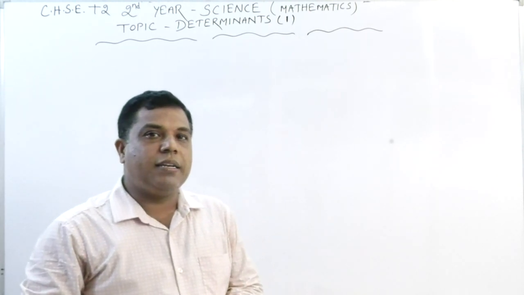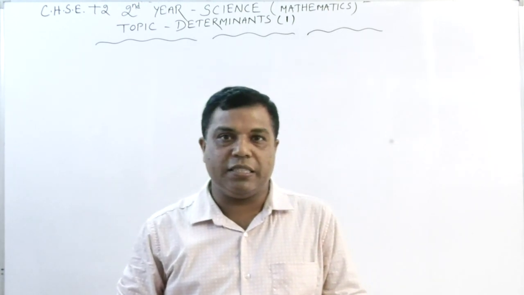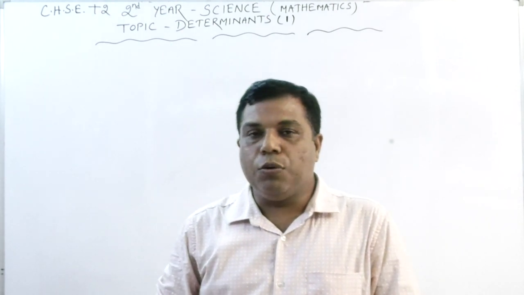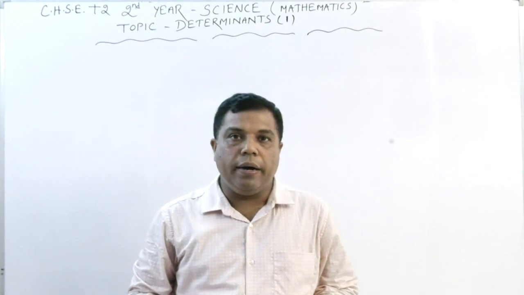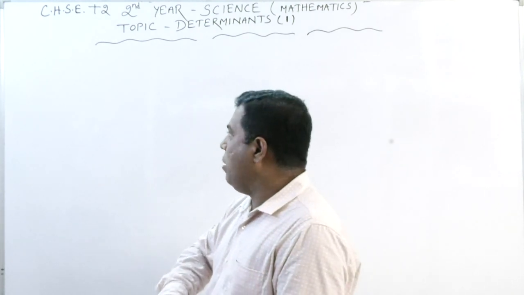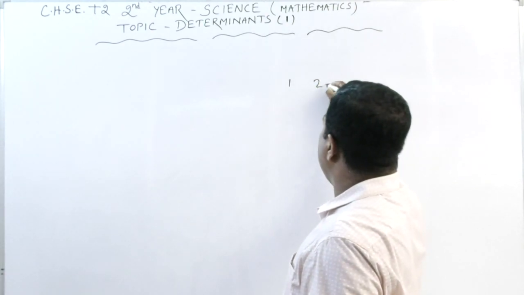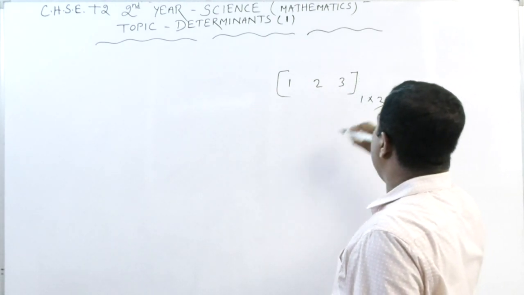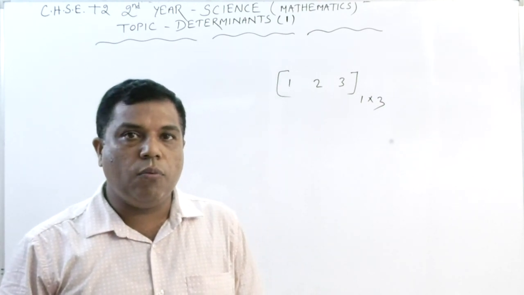You know that there are various types of matrices, and you already know the definition of matrices from our previous classes. So what is a matrix? A matrix is an arrangement of numbers in a rectangular manner. For example, this is a matrix of order 1 by 3. Yes or no?